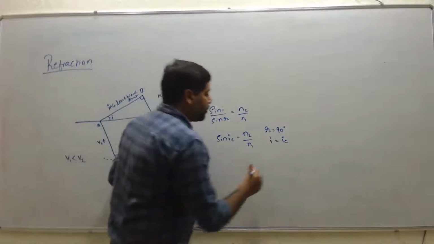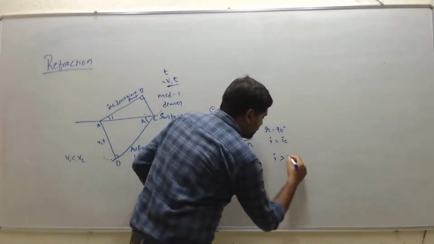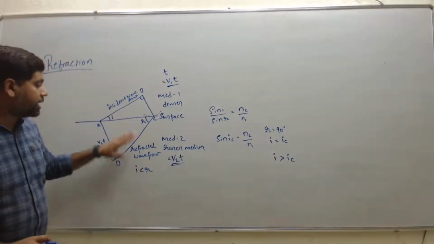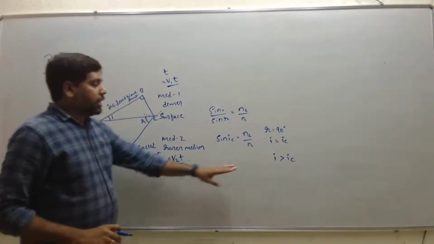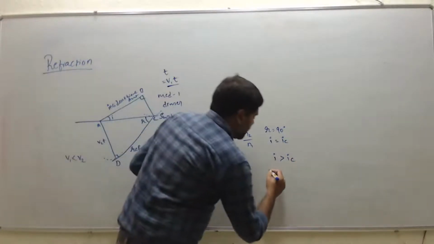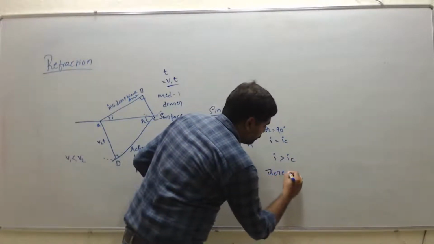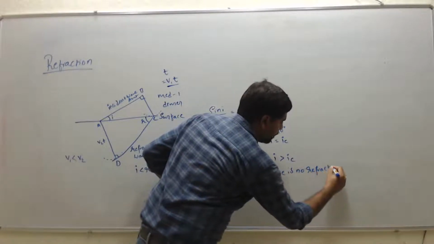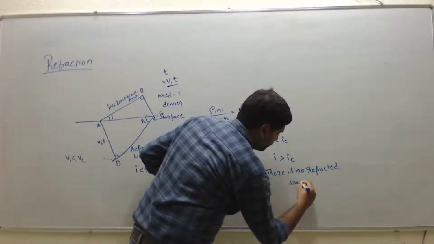If the angle of incidence is greater than the critical angle, then there is no refracted wavefront.